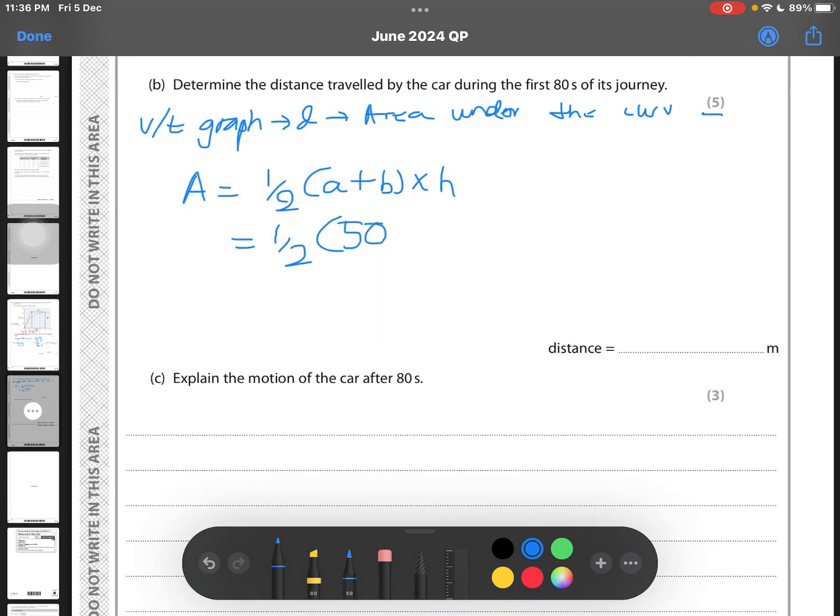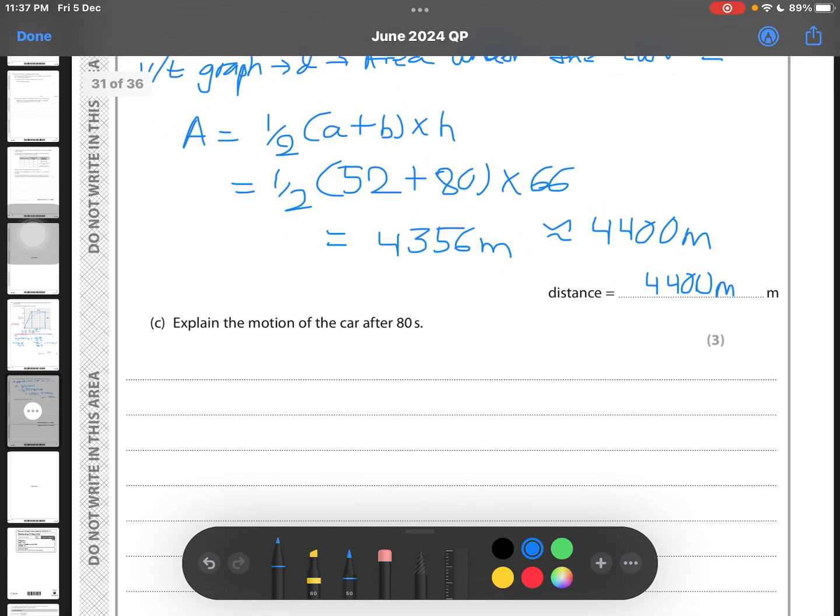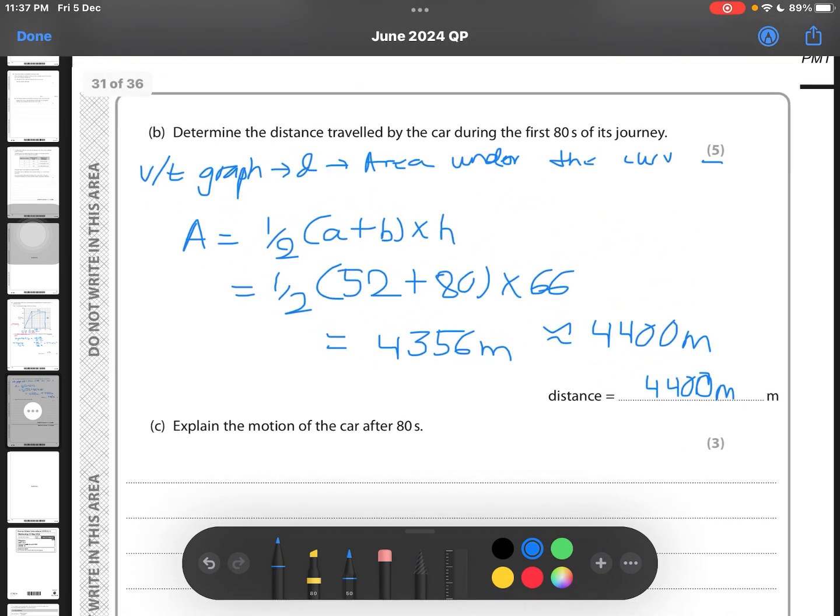Half, 52, 80, into 66, my bad. So our answer should be 4,356 meters. Okay. You can also write it as 4,400 meters. Okay. So that is how we use the area under the graph.